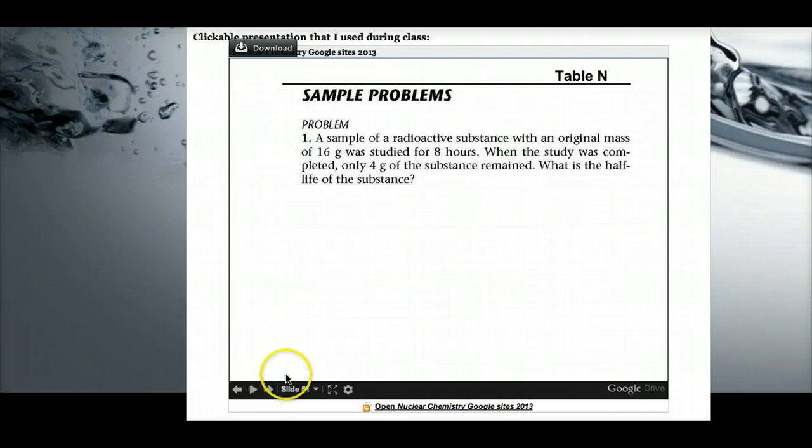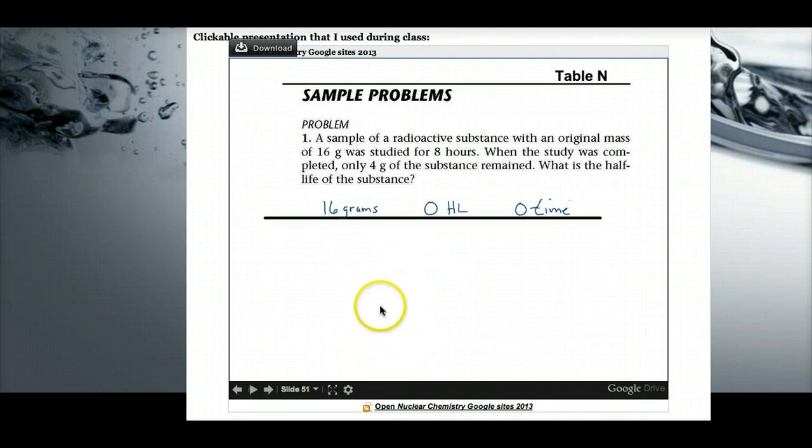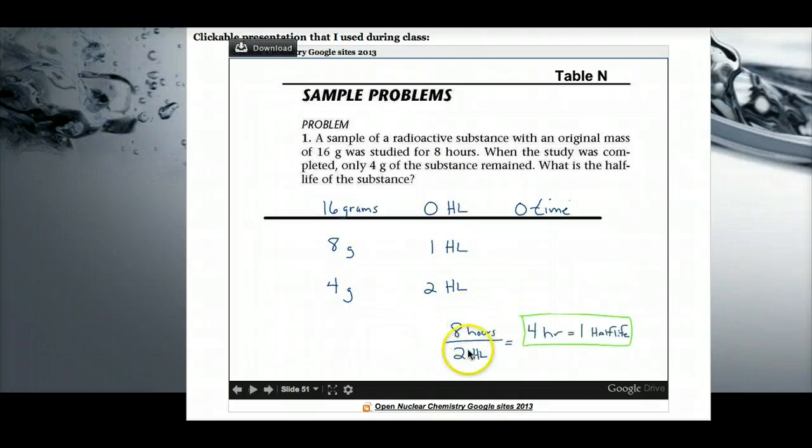Okay, a sample of a radioactive substance with an original mass of 16 grams was studied for 8 hours. When the study was completed, only 4 grams of the substance remained. What's the half-life? Now they want you to come up with the half-life. So I start with my zero timeline. I can't look at Table N because in this question, I don't know what substance we have. And if they did tell me the substance, it wouldn't be listed in Table N. So guess what? I'm going to halve down until I get to 4. First halving is 8. Second halving is 4. So clearly I have 2 halvings. And if it occurred in 8 hours, and there were 2 half-lives, each halving took 4 hours. It is just that simple.